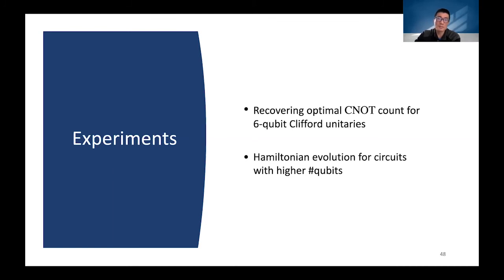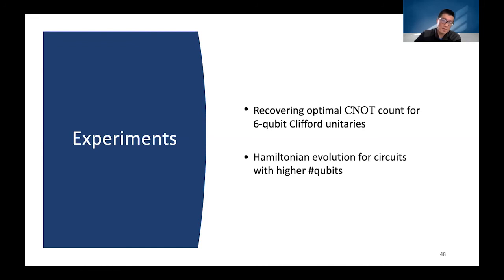To demonstrate the performance of our proposed solutions, we carried out 2 sets of experiments. For experiment number 1, we want to run our method on circuits that contain a low number of qubits, for which we already have the optimal solution. So basically, the 6-qubit Clifford circuits.